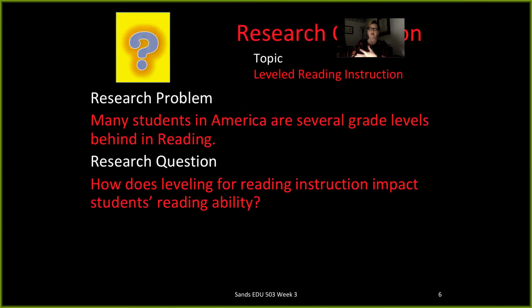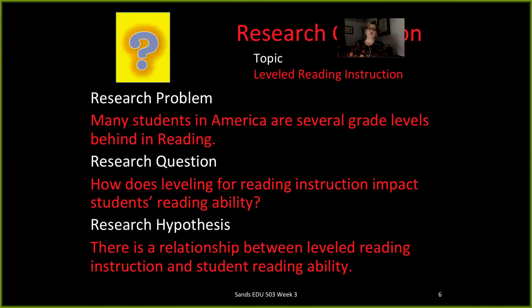An example of that might be many students in America are several grade levels behind in reading. The research question poses a question that may very well help solve that problem. How does leveling for reading instruction impact students' reading ability? So if I wanted to move on and hypothesize and become very specific, a hypothesis goes with a quantitative study only, where you're going to measure statistically and mathematically the results of achievement or other mathematical measures. There's a relationship between leveled reading instruction and student reading ability.